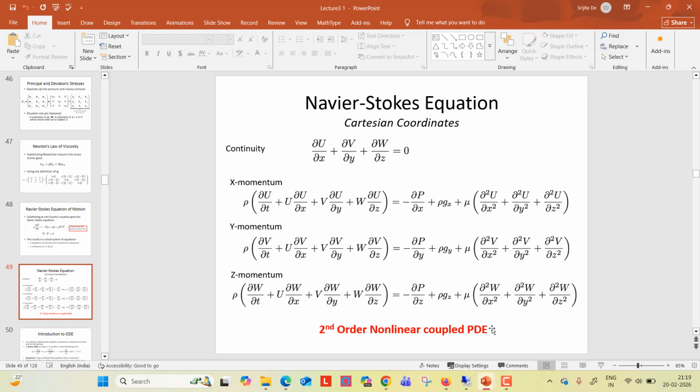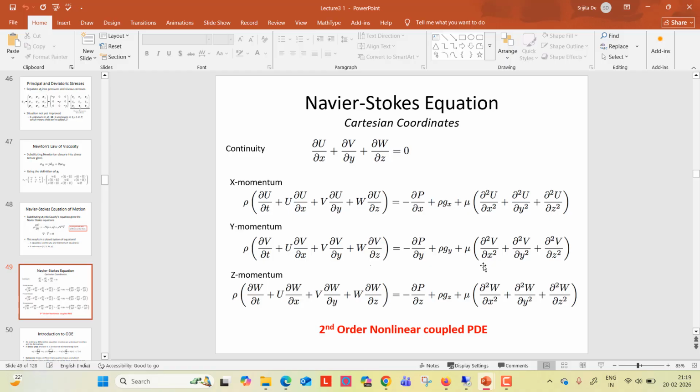Why nonlinear? Because you can see that the dependent variable is multiplied by the gradient of the dependent variable. That is why the convective acceleration term is the nonlinear term. Second order because it is second order in space and first order in time, right? Second order in space because it has second derivatives like del 2u by del x2. And first order in time, because with respect to time only one derivative is there. So it is a second order nonlinear coupled partial differential equation.